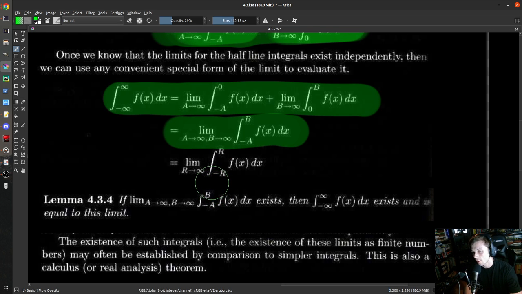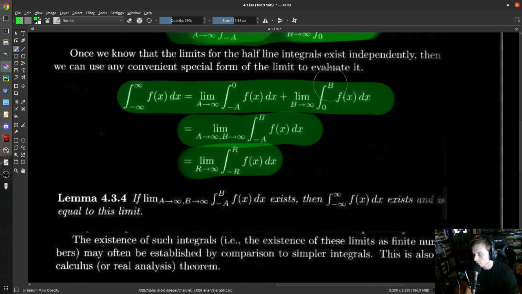Okay. Now, if this all exists, this is all fine. And this last piece right here is the piece that you have to be careful about: not to do this if you don't know that this guy exists in the first place, or at least that these two things separately exist, right? If you know that this exists, then you can figure out what it is by evaluating it in the form of this limit, which is the limit as r goes to infinity of the integral from minus r to r of f of x dx.